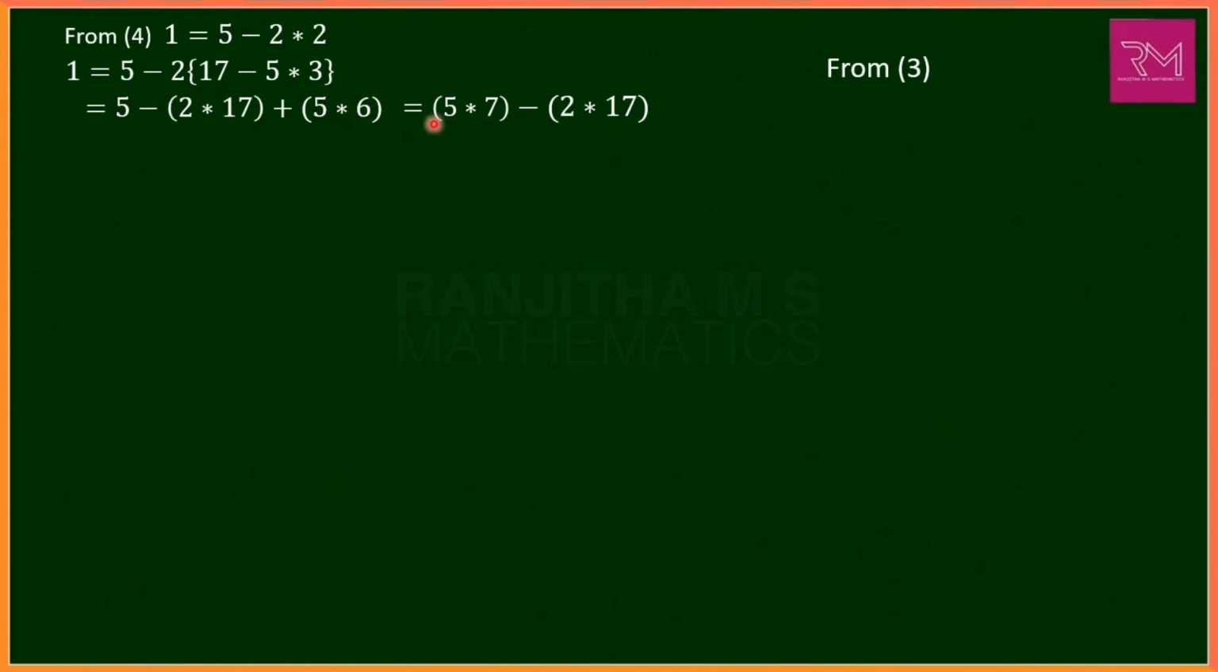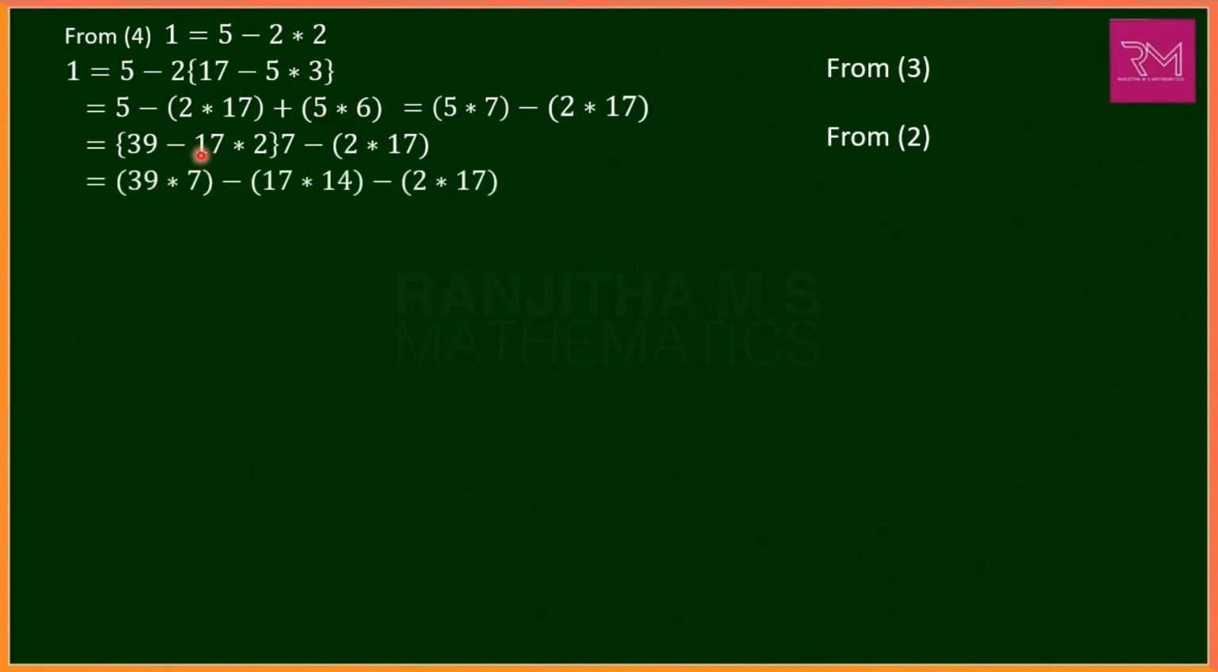Next step, we have to substitute in the place of 5, that is from equation 2, substituting the 5 value over here, we get 5 is nothing but 39 minus 17 into 2, into 7 as it is, minus 2 into 17 as it is. Multiply 7 inside the bracket, we get 39 into 7 minus 17 into, here 2 into 7 is 14, minus 2 into 17 as it is. Here we have minus 17 into 14, here we have minus 17 into 2. So we have to add this value, we get 39 into 7 as it is. Here if we take the minus sign common, we get 17 into 14 plus 2. We know that 14 plus 2 is 16. Therefore, we get minus 17 into 16.